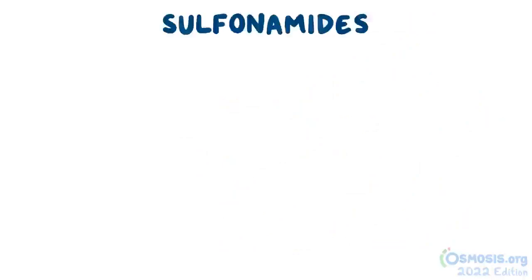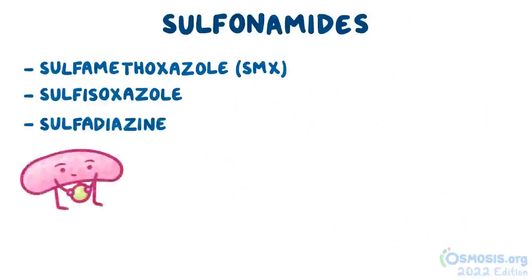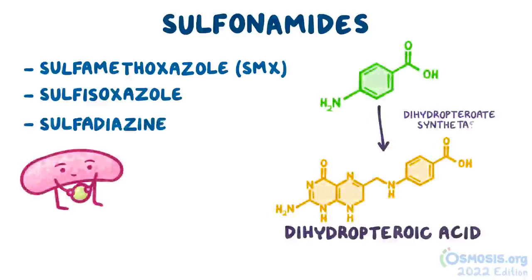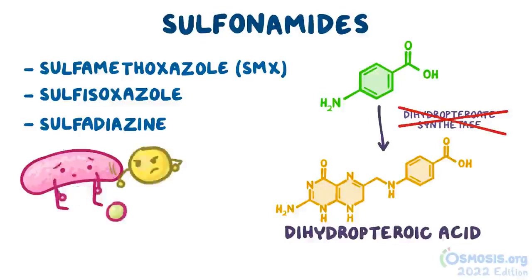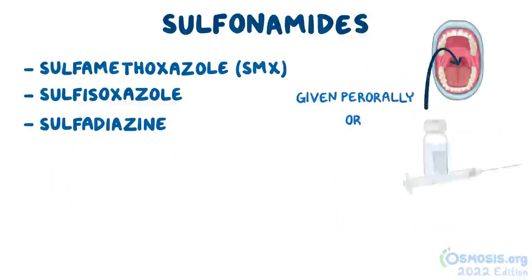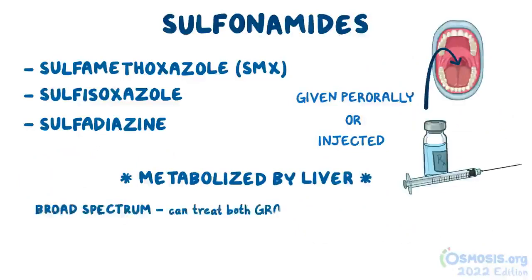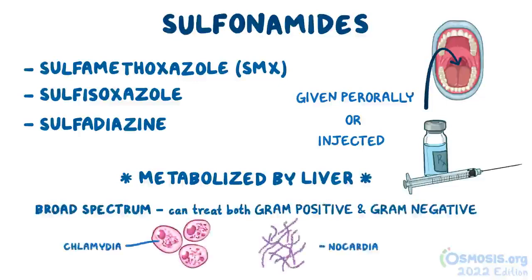Now, the first group of antimetabolite antibiotics are the sulfonamides, which include sulfamethoxazole, or SMX, sulfisoxazole, and sulfadiazine. These medications bind to dihydropteroate synthetase, or DHPS, in the first step of folate synthesis and prevent the bacteria from making dihydropteroic acid. These medications can be given per oral or injected into a vein, but they need to be metabolized by the liver in order to work. Now, they are broad spectrum and can treat a variety of gram-positive and gram-negative bacteria, as well as chlamydia and nocardia species.